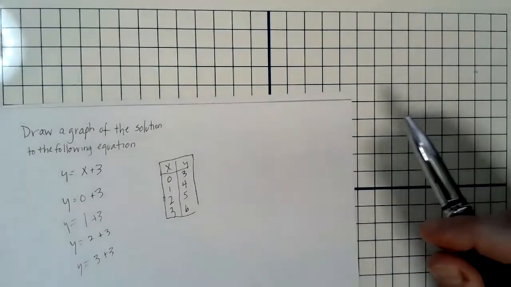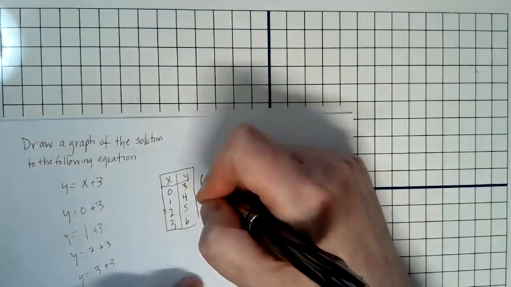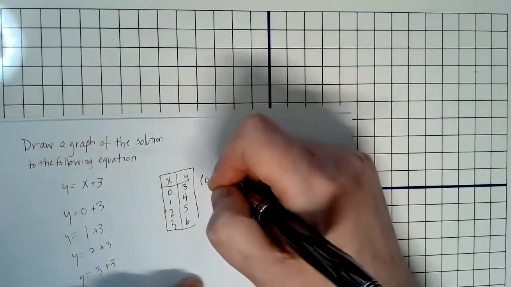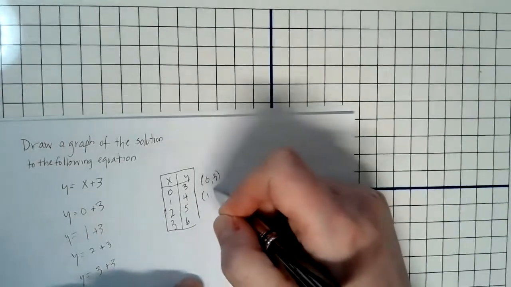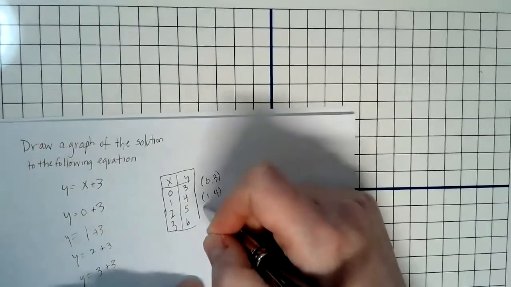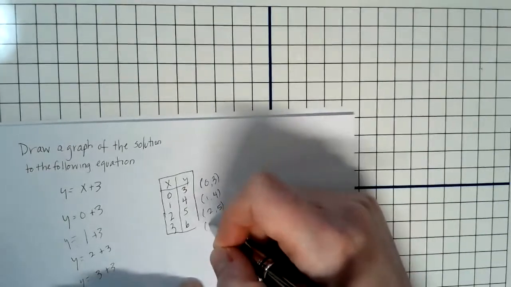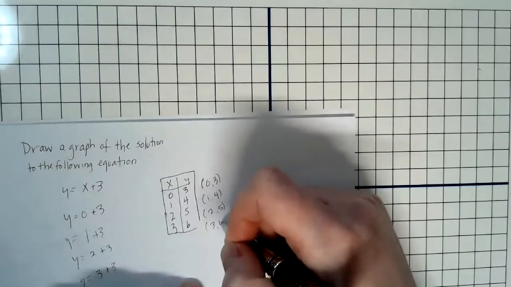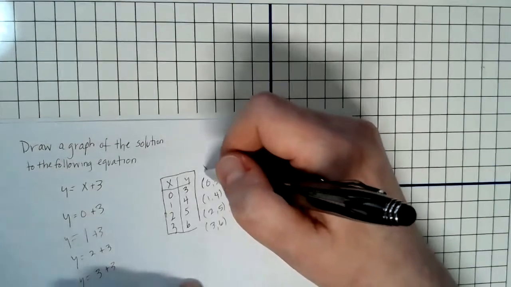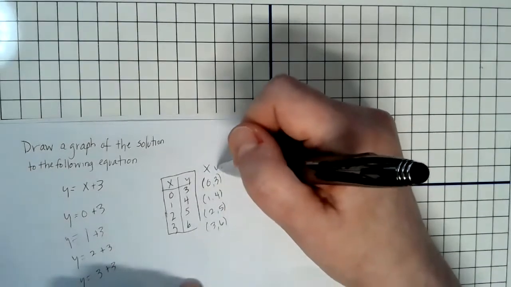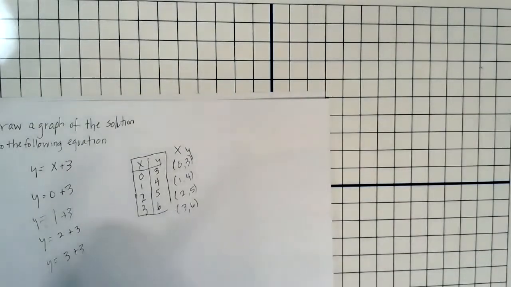Now you've got coordinates. And that means you can graph them. And these are exactly the same as coordinates that look like this. The 0, 3, the 1, 4, the 2, 5, and 3, 6. And remember, whenever you have coordinates, the first one is always x, the second one is always y.